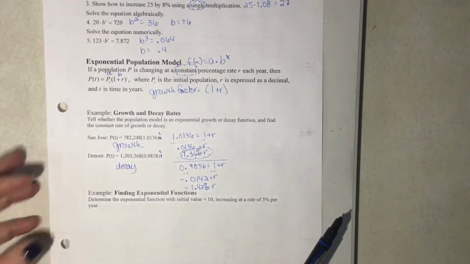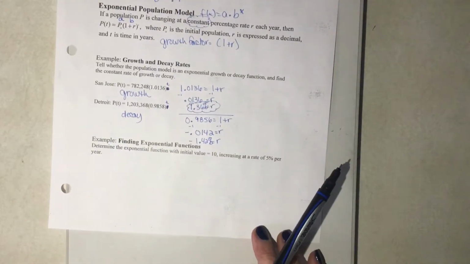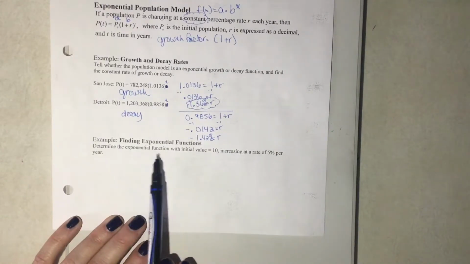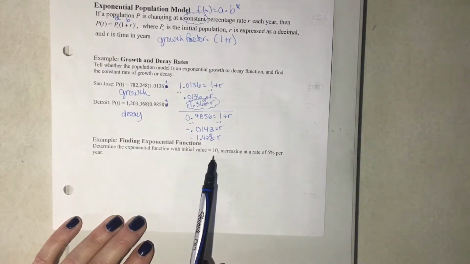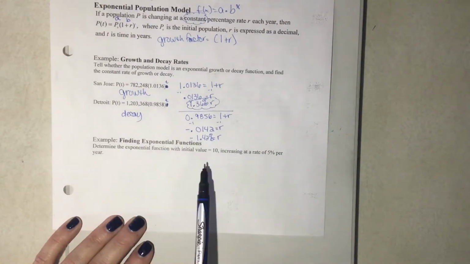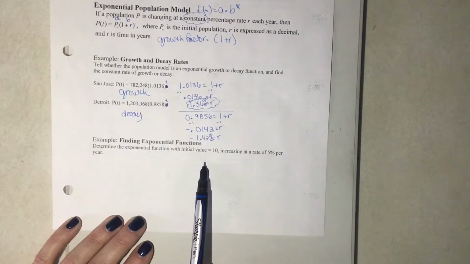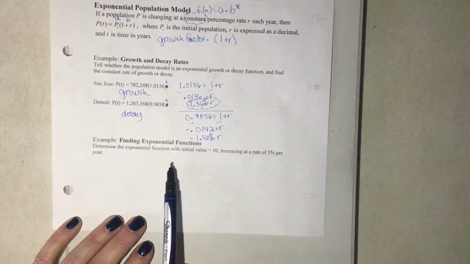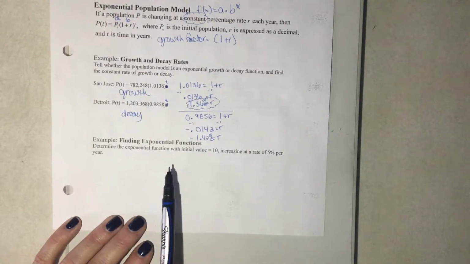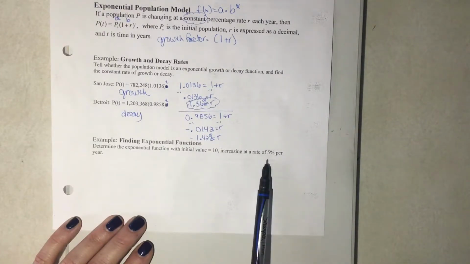All right, so now we're going to find our exponential function given this information down below. We want to determine the exponential function with the initial value of 10, increasing at a rate of 5% per year. This is very generic, not necessarily associated with population or anything in specific, getting us in the habit of being able to write out an exponential function given a rate rather than a growth factor.